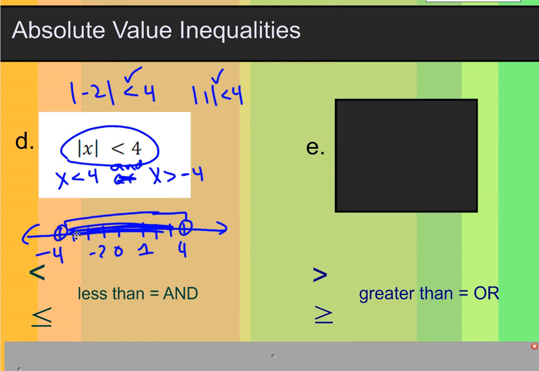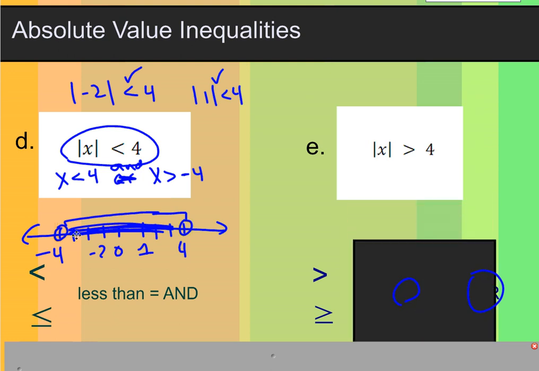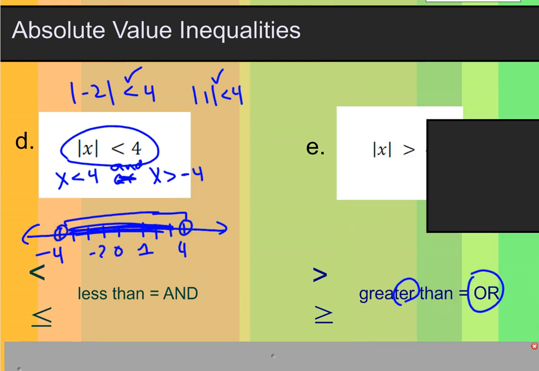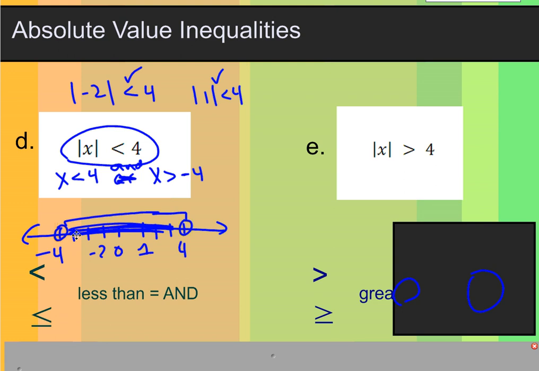All right, so if it's less than, it's going to be and. And there's a reason. That rhymes. Less than and. Greater is or. Greater is or. So if I've got the absolute value of x greater than or equal to 4, that's that same kind of idea. I'm going to split it apart, but it's going to look like this. I don't want the absolute value. I'm going to have x greater than 4 or x less than -4.